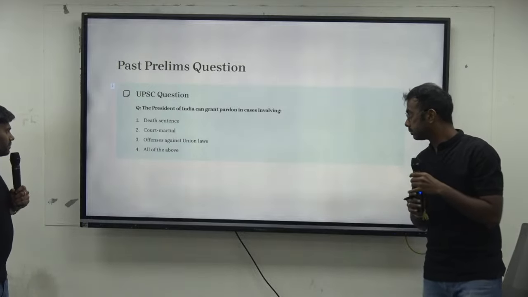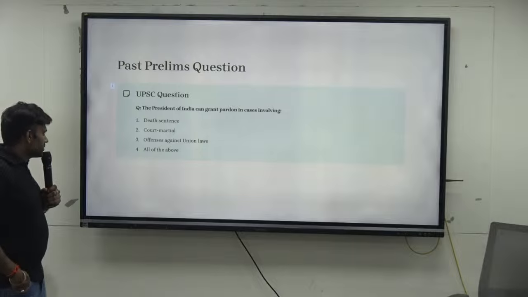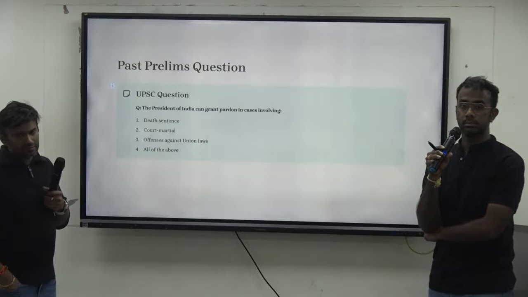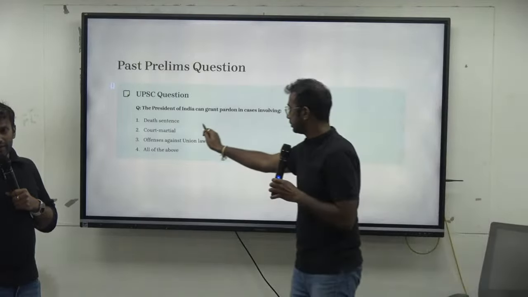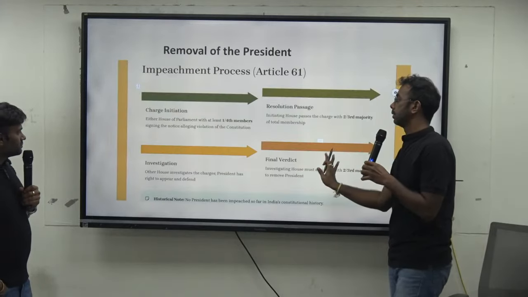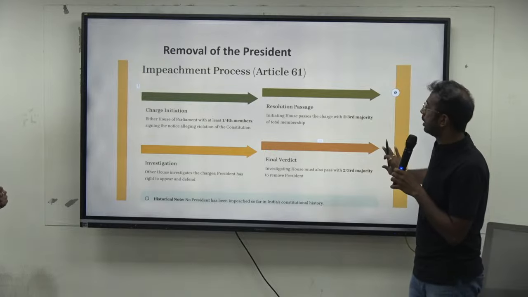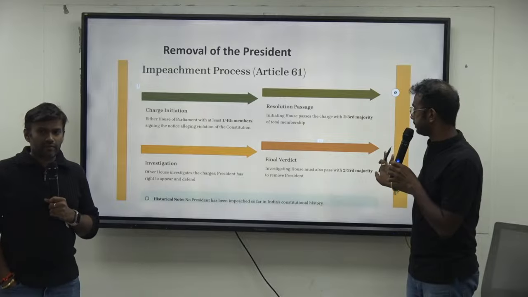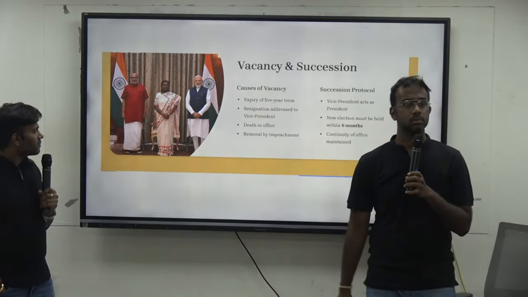The President can grant pardon in the following cases: death sentence, court martial, offences against Union laws, all of the above. Simple, all of the above. Governor cannot pardon a death penalty. He can commute a death penalty. Yeah, governor cannot. Impeachment process, again I should be knowing the process. Has any President been impeached so far?